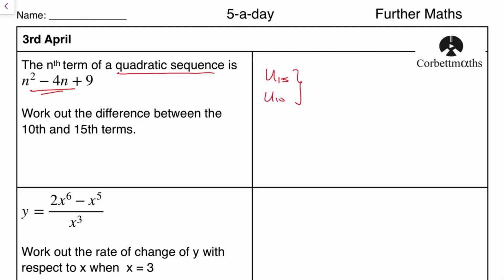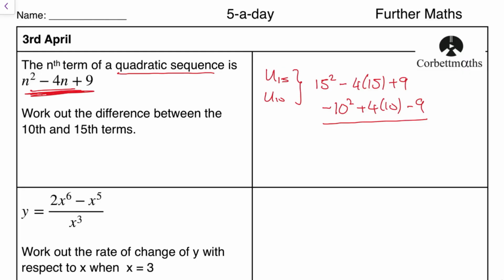So U15 is going to be 15 squared. I'm basically putting numbers into my formula. Minus 4 times 15 plus 9. And then I'm going to take away 10 squared. So I'm now putting 10 into the formula. Minus is a plus, so be careful. And minus 9. I will say this hasn't saved me a lot of time.